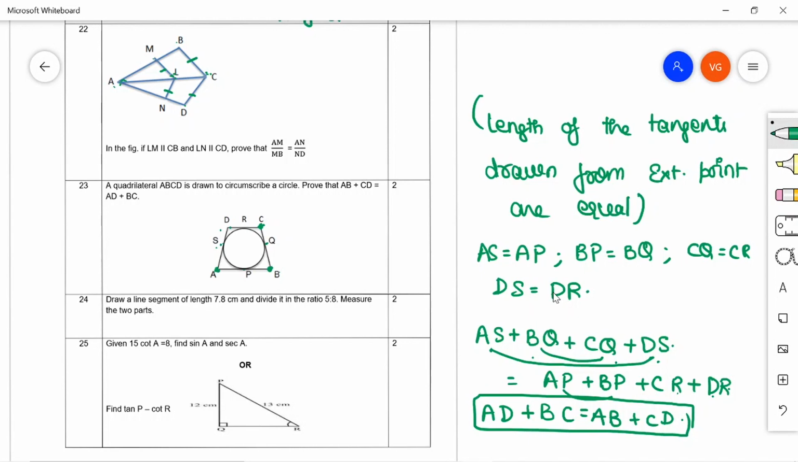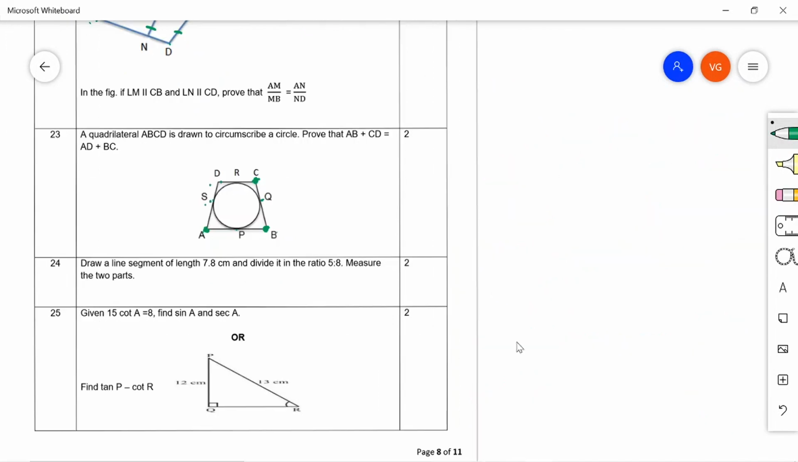And the marking scheme is you have to write down the statement. For that you will get 1 mark. And after equating you will get half mark. For the final answer you will get another half mark. Question number 24. Draw a line segment of length 7.8 centimeter and divide it in the ratio 5:8. Measure the two parts. This is based on construction, so if you can construct, you will get the 2 marks straight away.